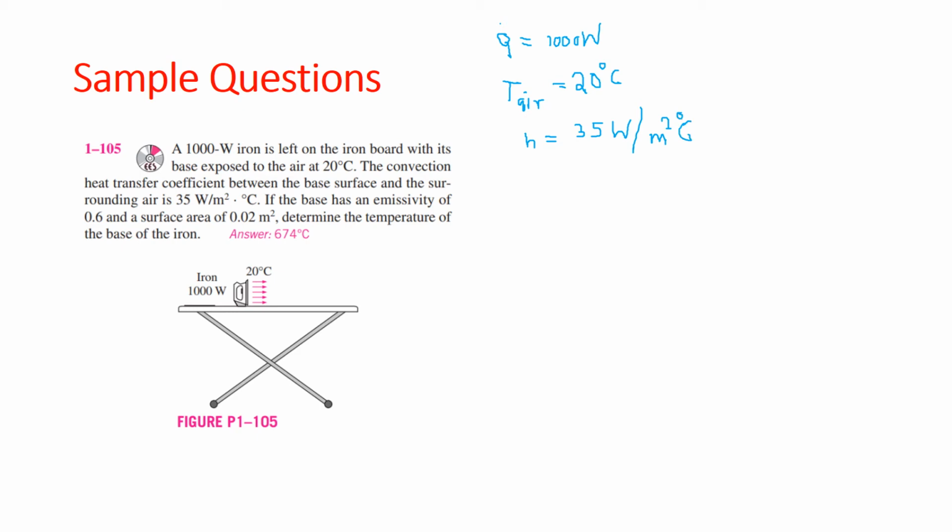Okay, and what is also given? The base has an emittivity, so the mode of heat transfer is two things. It has convection, and since emittivity is also given, it also has radiation. So emittivity is given to be 0.6. Okay, why does emittivity not have a unit?